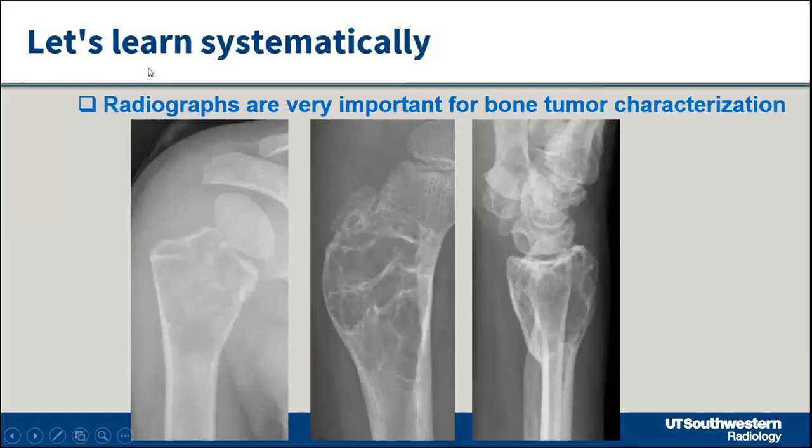Well, let's learn systematically. You're not going to read diffusion in isolation. You need to have these plain films, the conventional images, and then use diffusion as an adjunct. So remember, the best research which comes out in any journal changes 1% or 2% of what you do. It doesn't change everything altogether. So diffusion is not going to change everything altogether, but it's very useful.